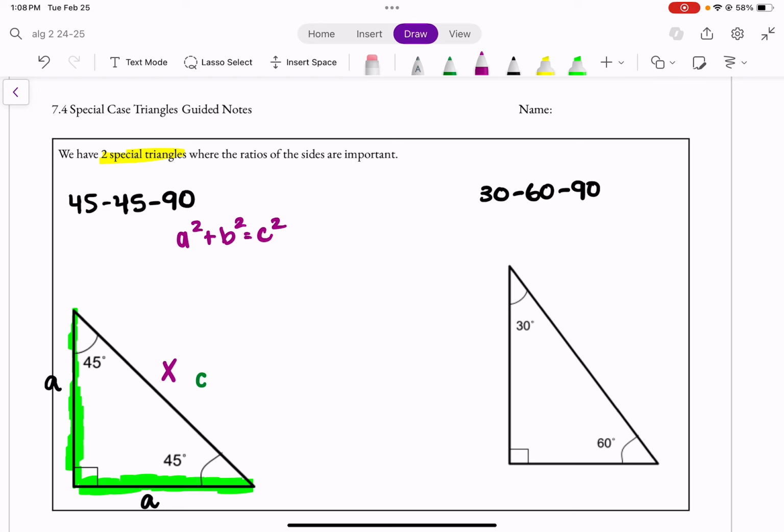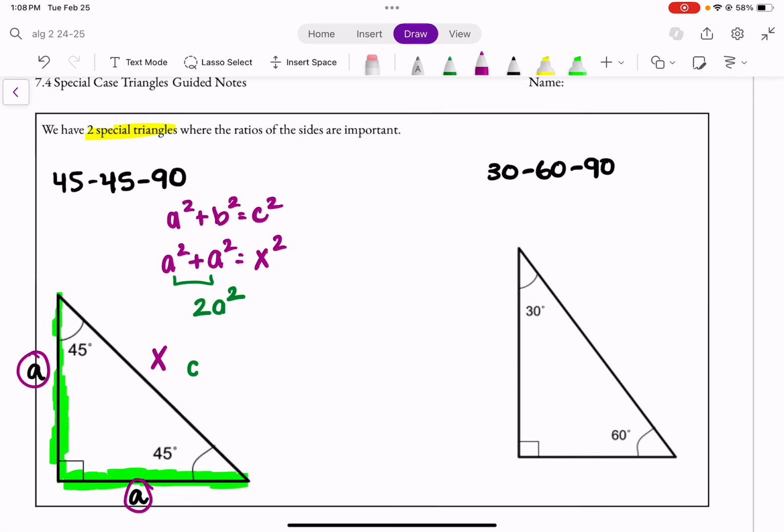So I'm going to write out my Pythagorean theorem. So I have a squared, that's one of my legs. The other leg is also a squared, equals, and now my c is x, so x squared, okay? I am now going to solve for a. So I can combine these, and these will give me 2a squared equals x squared. I'm trying to get a by itself, so I'm going to divide both sides by 2. So I have a squared equals x squared over 2.